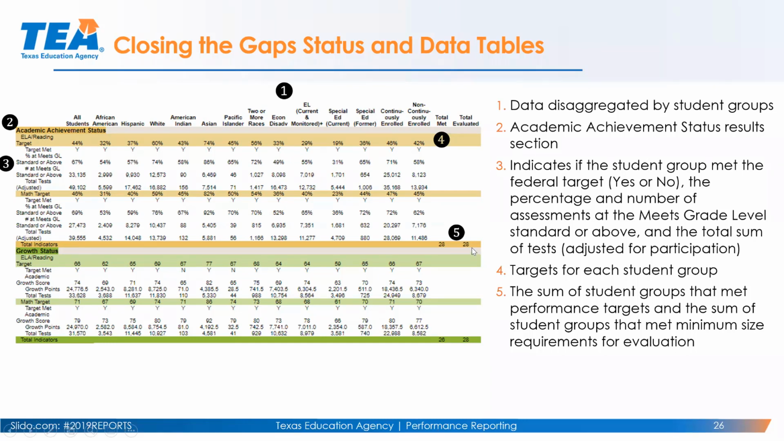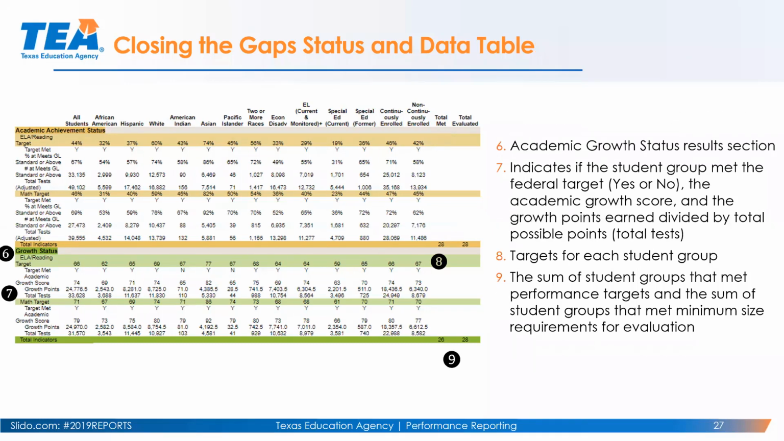28 total evaluated. I look to see, again, for those student groups that met minimum size, did they have a yes or a no? So 28 over 28 is my 100% for academic achievement. Let's look at growth. The green section is my academic growth section. The same idea applies: I'm looking at the section for reading and math. This shows me, for those student groups, did they meet the federal target for that particular subject and student group, yes or no? We focus on all students on growth for reading.